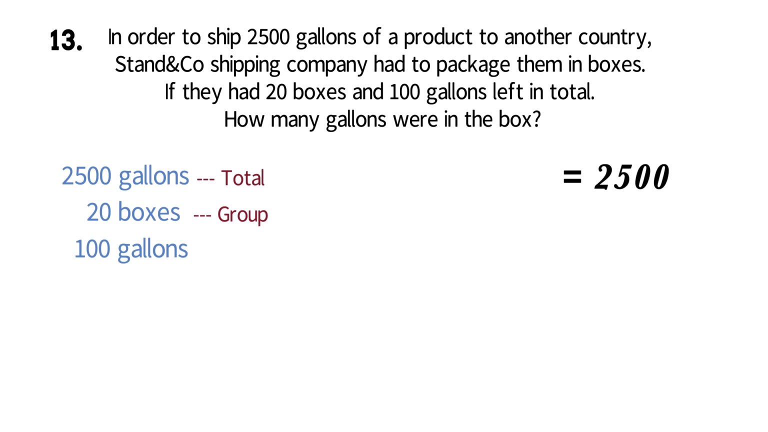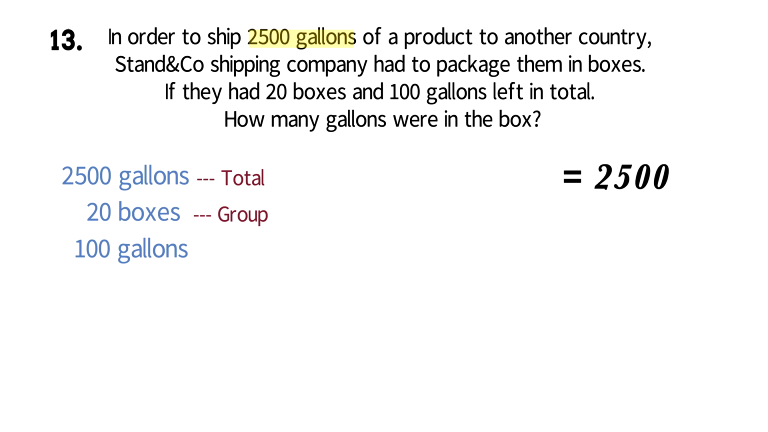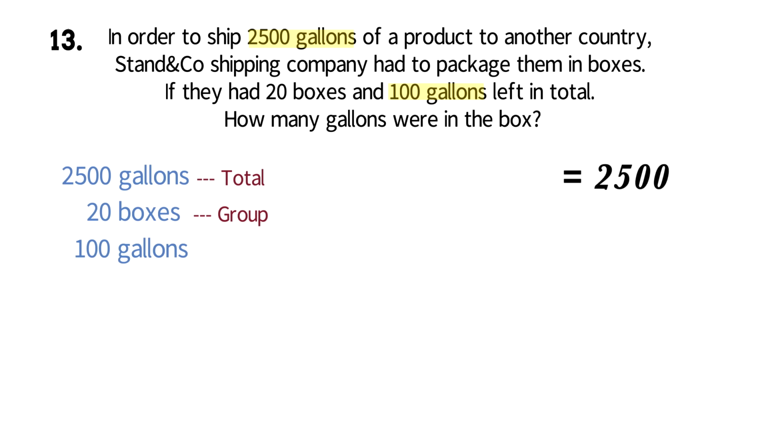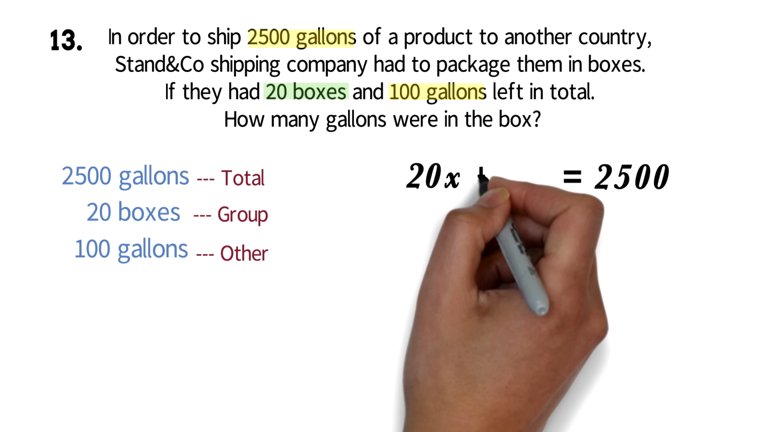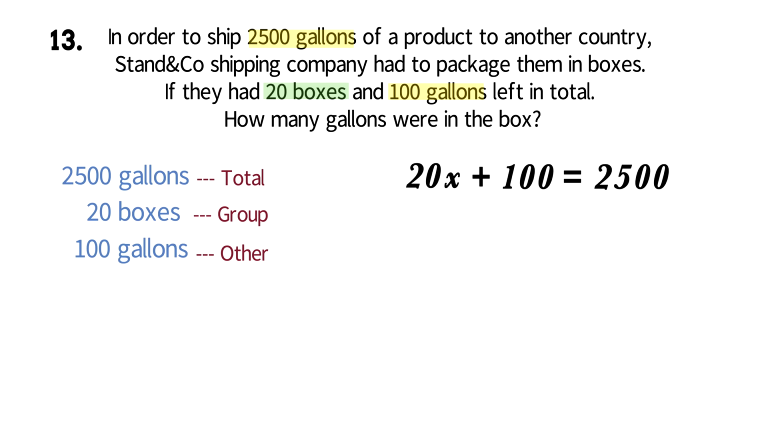For most questions, the group can also be identified as the number that represents something different from the other two numbers. So here, 2,500 represents gallons. The 100 also represents gallons, but the 20 represents boxes. So the 20 will be the group. The group is the one with the x. So we will have 20x. We can now add the 100 gallons left to the equation and solve for the x in this two-step equation.